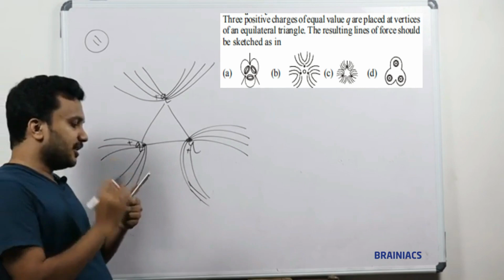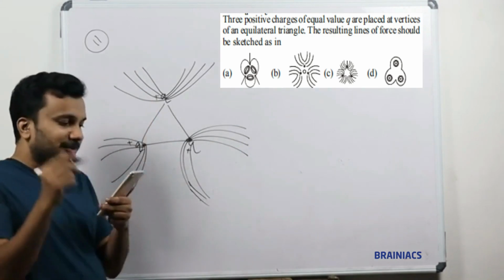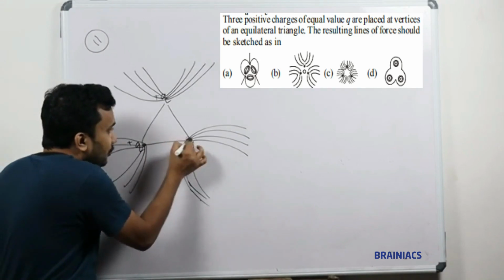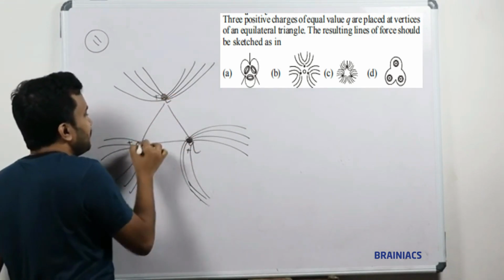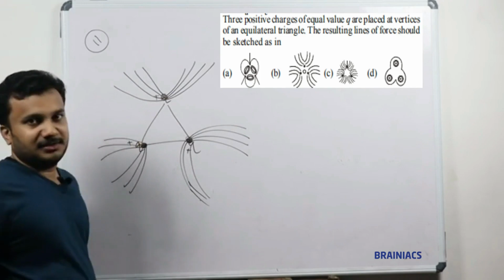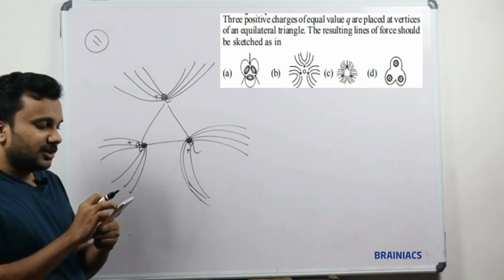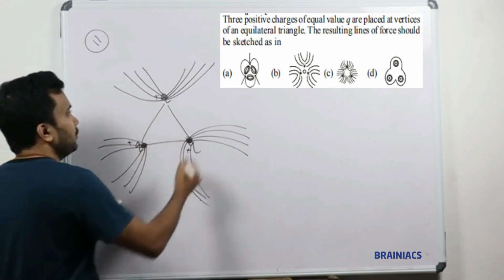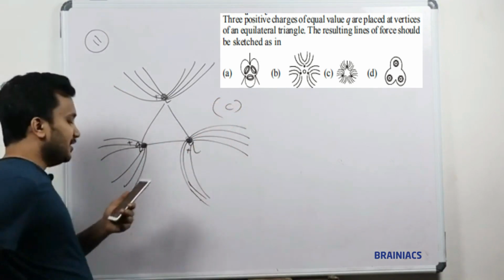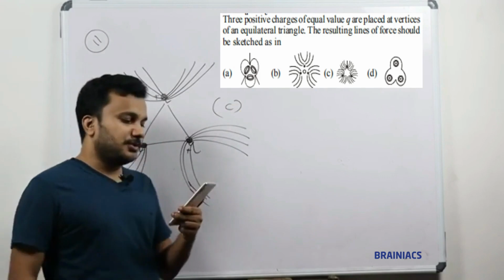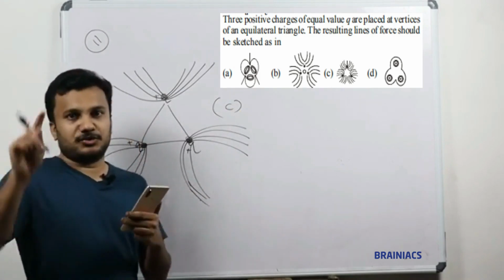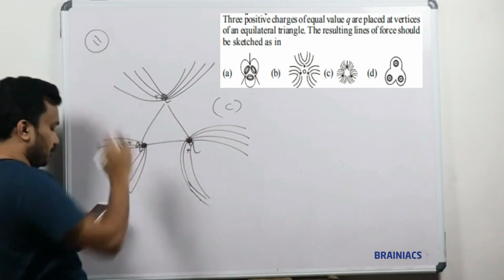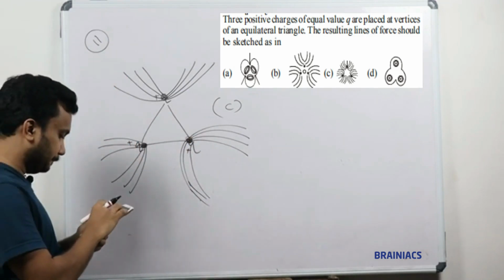If you look into option B, this is more or less similar, but some of the lines do not touch the charges. They should touch the charges. So B is not touched on the charges, so it is not the correct answer. If you look into C, it perfectly matches. So option C is the right answer. If you look into option D, again it is a circle, a closed path, that will never come as an answer. So option C is the right answer for question number 11.